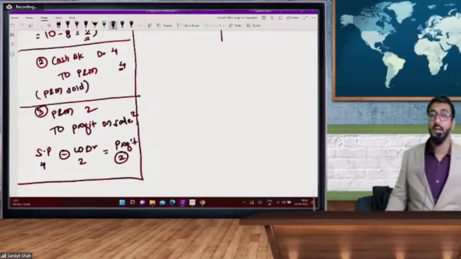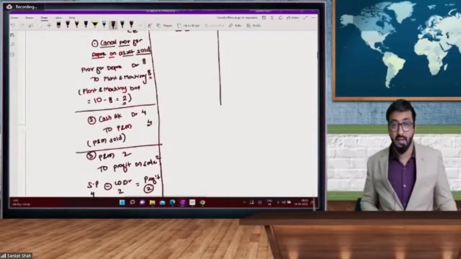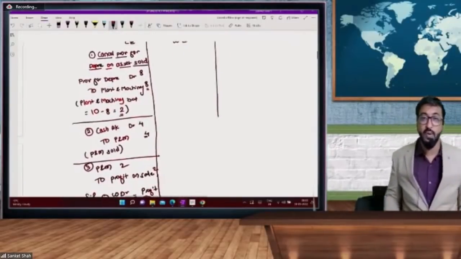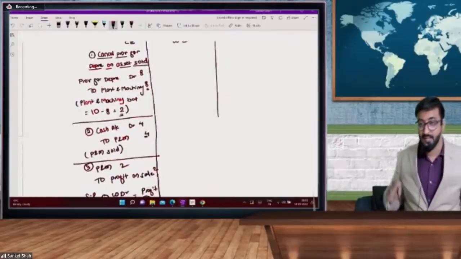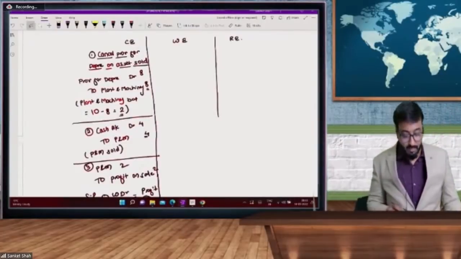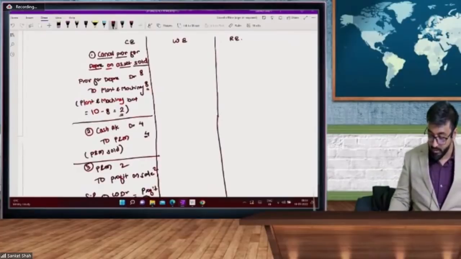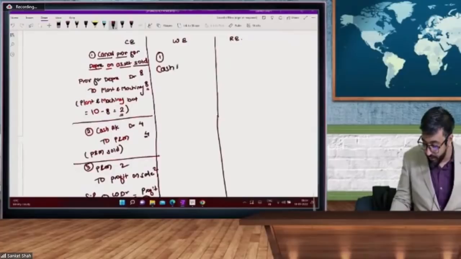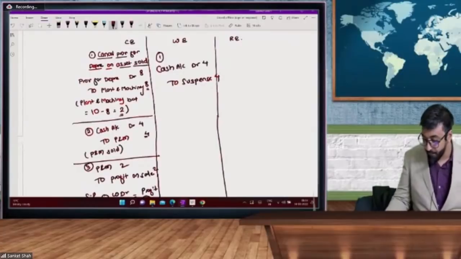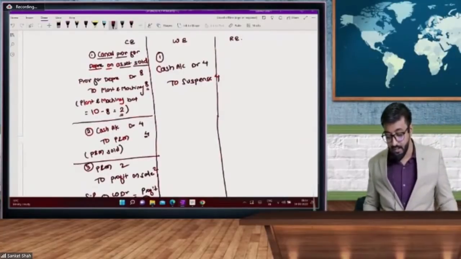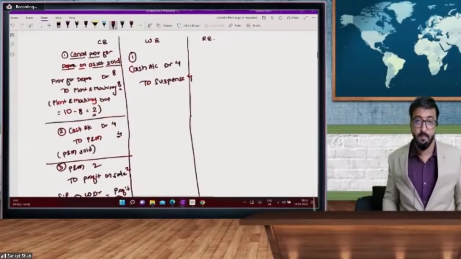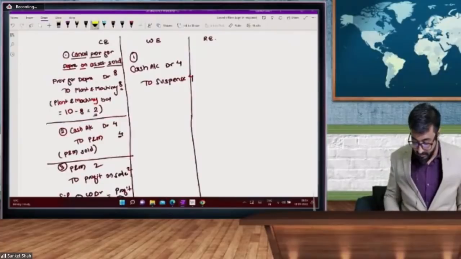How many entries you have to pass, beta? 3 entries. First entry is always for provision for depreciation cancelled. Second entry for cash, plant and machinery sold. And third entry for profit or loss. Now wrong entry, you passed entry cash account debit 4 to suspense account 4. To suspense account 4. So what is same in these entries?